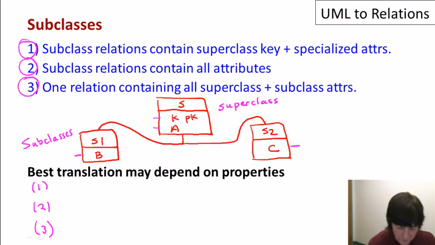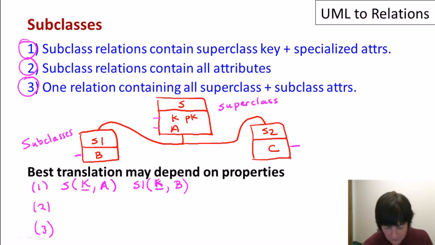For the first one, we'll have our relation for S that's going to have K and A. Then we'll have one relation for each of the two subclasses. S1 will contain the key for the superclass, so it'll be K, and that will still be a key here for the subclass, and B. So to find all components of an object of S1, we'll get its A component from the superclass following that key, and then we'll get the B component from this relation. And then finally, S2 will be similar. It will have the key for the superclass and attribute C. Again, what this will require is some assembly to get all attributes of the subclasses.